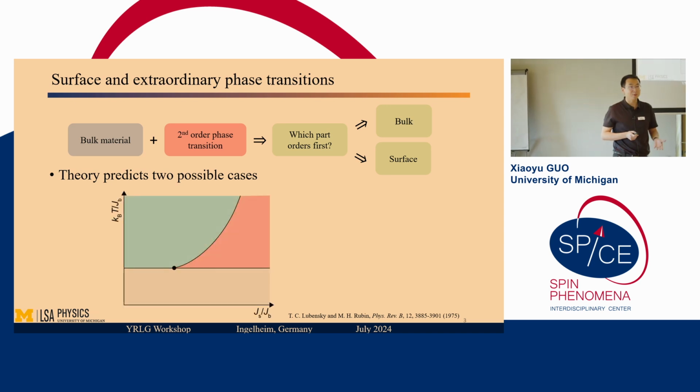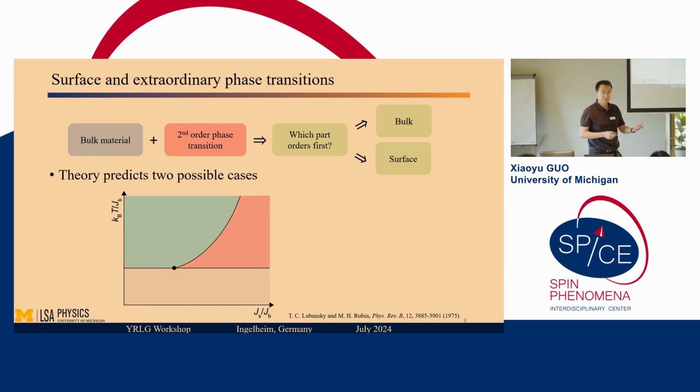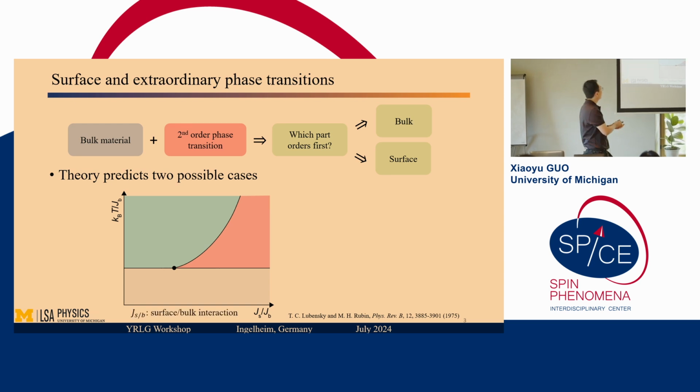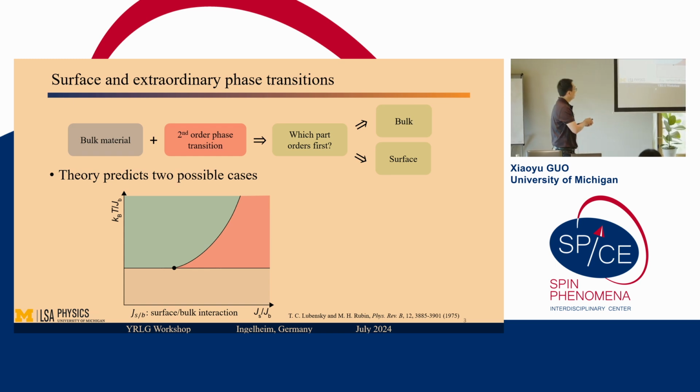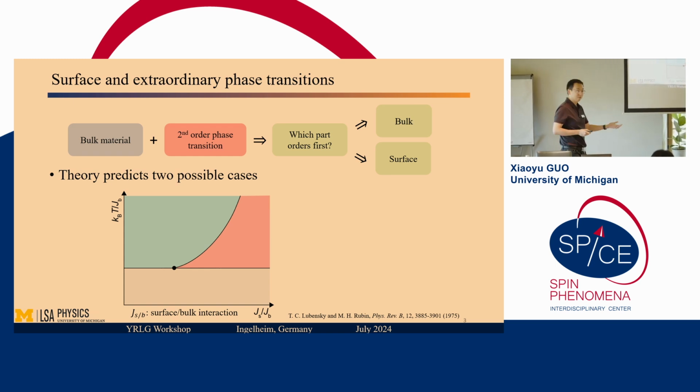Which case happens depends on the relative interaction strength at the surface and in the bulk. Okay? So look at this phase diagram. We have two options, 1 and 2. And we have two regimes: JS, the surface interaction, weaker than the bulk interaction, and the surface interaction stronger than the bulk interaction. So in the first regime, when the surface interaction is weaker than the bulk one, if you're talking about magnetic interaction, then it is exchange interaction.